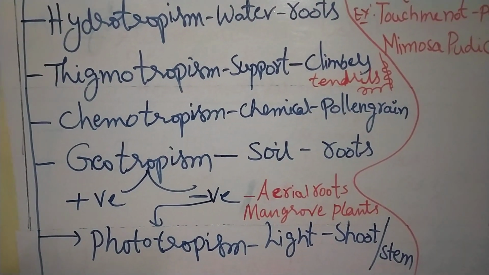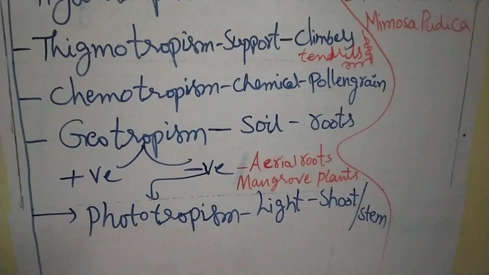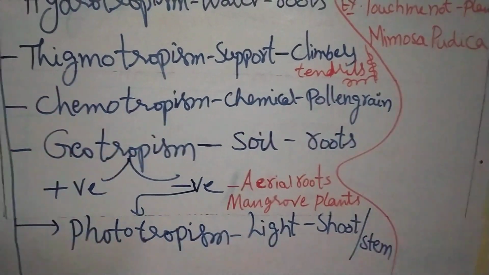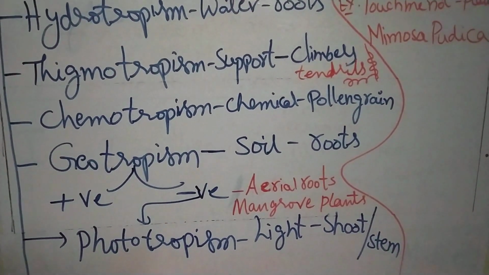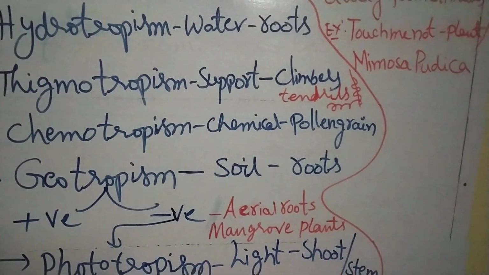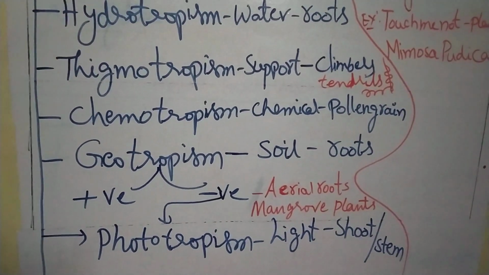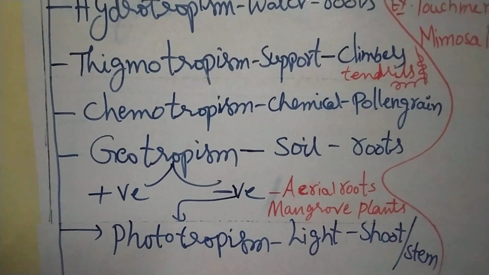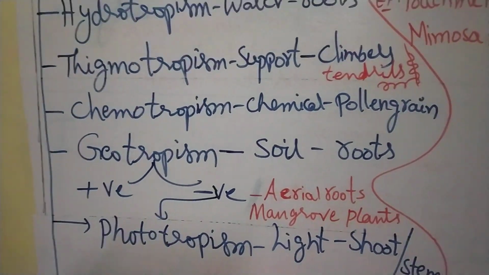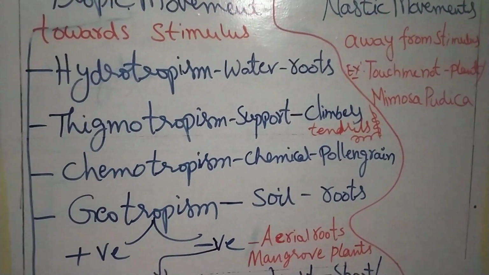Negative geotropism is also called phototropism. What is phototropism, children? A part of the plant moving toward light. Photo means light. Which part of the plant moves toward light? The stem or shoot. We will study phototropism in detail; there is one example and one experiment on it. I will make another video on phototropism, children. Watch my channel continuously and regularly.